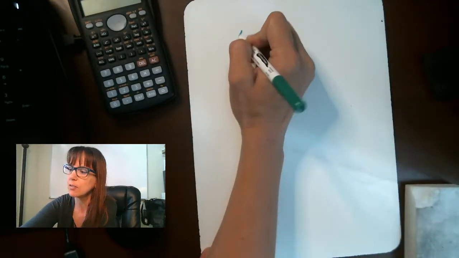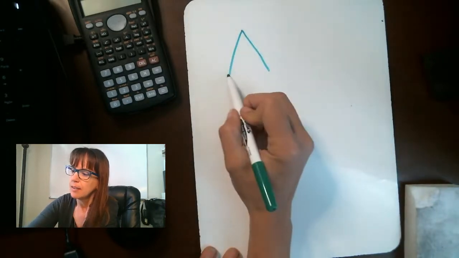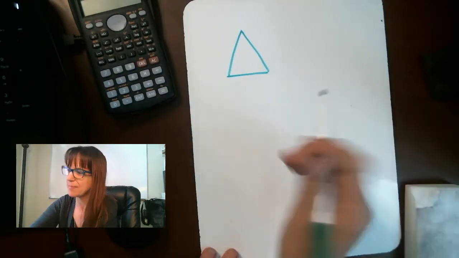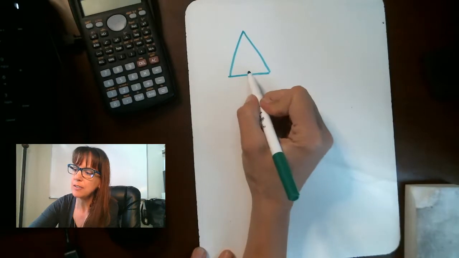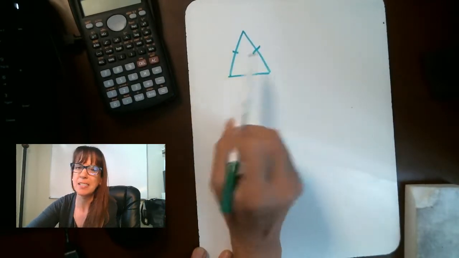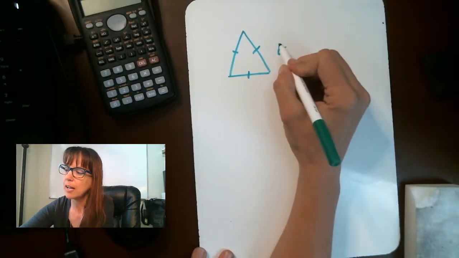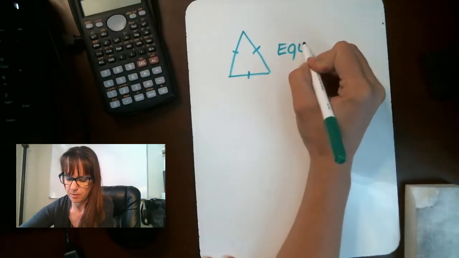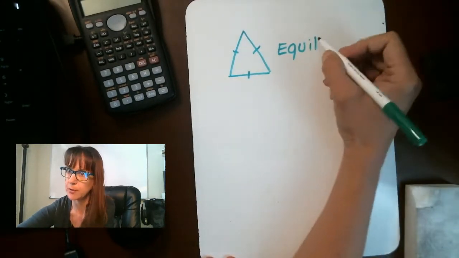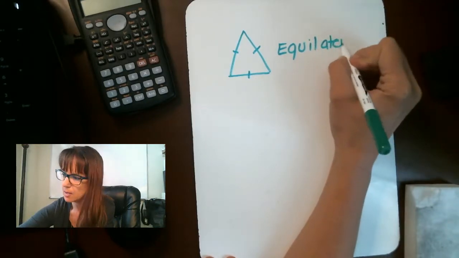Those sides can look like this. All triangles have 3 sides, right? So if the sides are all the same, and we indicate that by putting these little dashes here, then that is called an equilateral triangle. I always spell this wrong, I'm so sorry. This is math tutoring, not spelling tutoring.